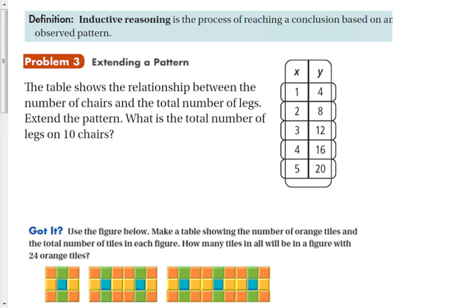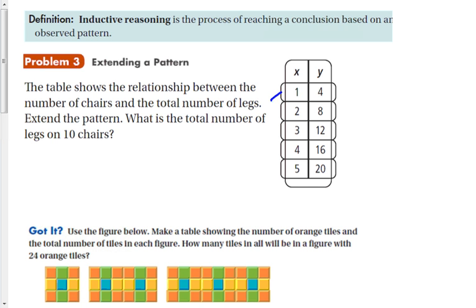All right, so here's a definition that you need to know. Inductive reasoning is the process of reaching a conclusion based on an observed pattern. So we're going to do that a little bit here. The table shows the relationship between the number of chairs and the total number of legs. Extend the pattern. What is the total number of legs on 10 chairs?